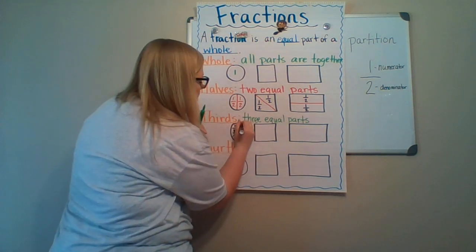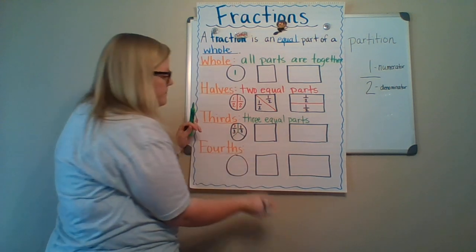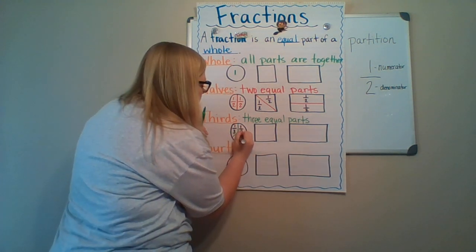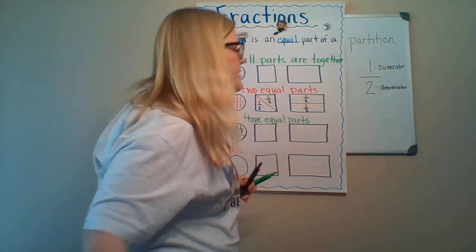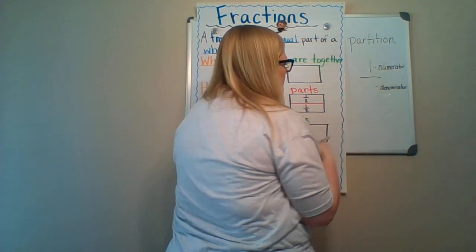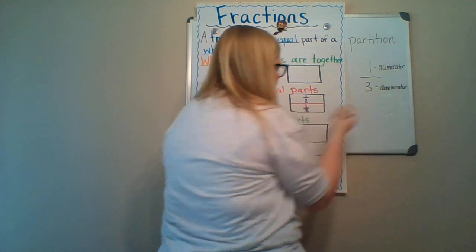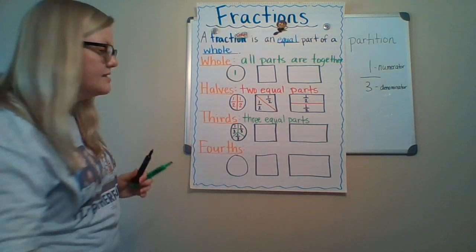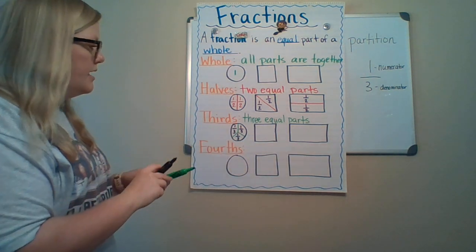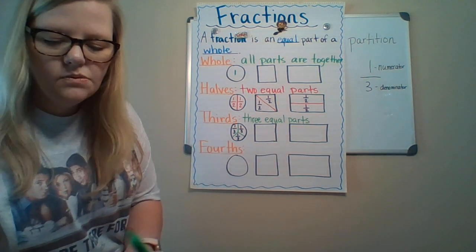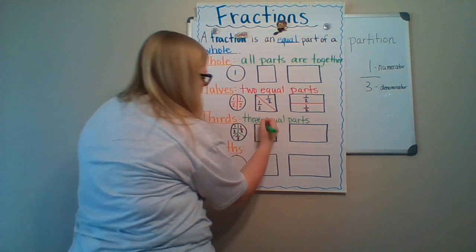This piece will be 1 piece out of 3. This piece will be 1 piece out of 3. So our denominator would change to 3. There are 3 total pieces, and this is just one of them. So 1/3.